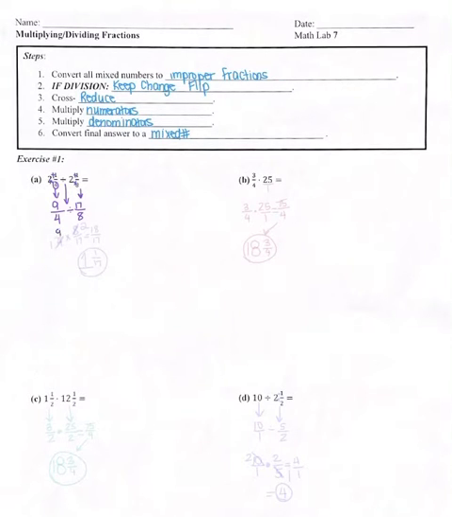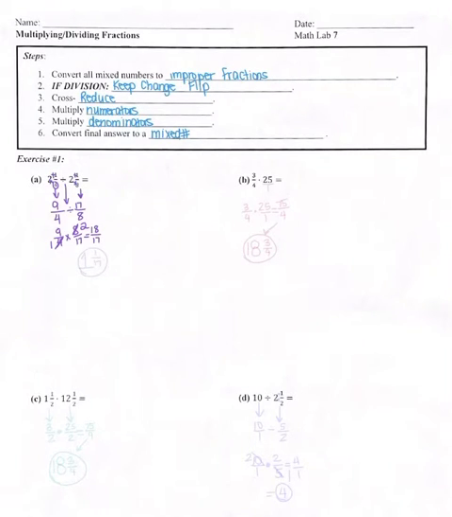Now we're going to keep, change, flip. Look at the diagonals. Can't reduce 9 and 17. You can reduce 8 and 4. Cross out 8, make it a 2. Cross out 4, make it a 1. 9 times 2 is 18. 1 times 17 is 17.